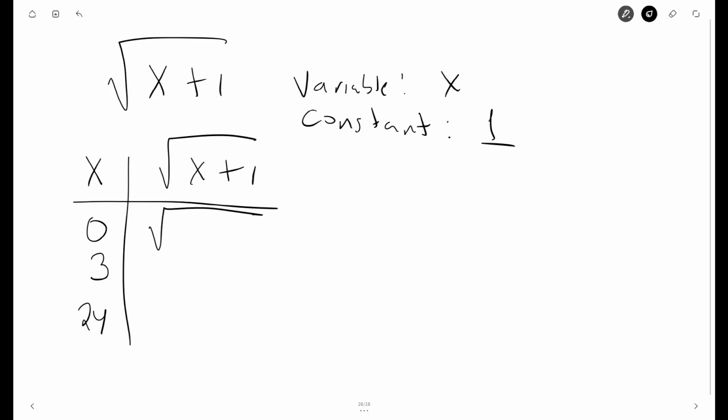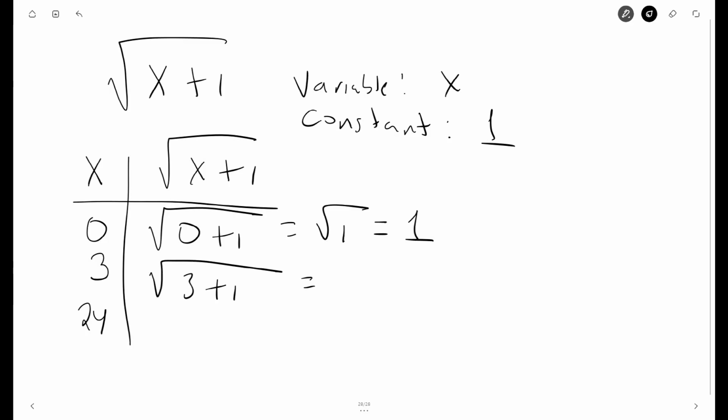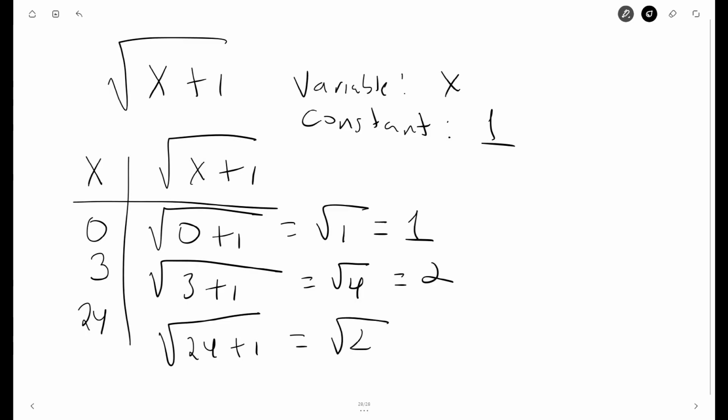Then we plug in 0, so 0 plus 1, which is equal to square root of 1, which is equal to 1. Then we have square root of 3 plus 1, which is equal to square root of 4, which is equal to 2. Then we have square root of 24 plus 1, which is equal to square root of 25, which is equal to 5.